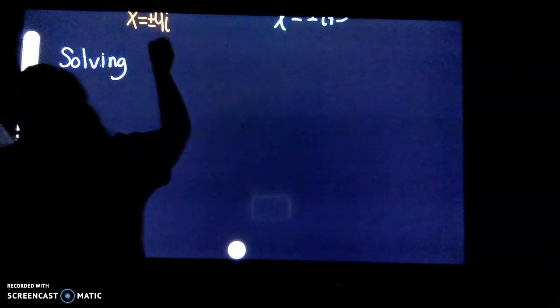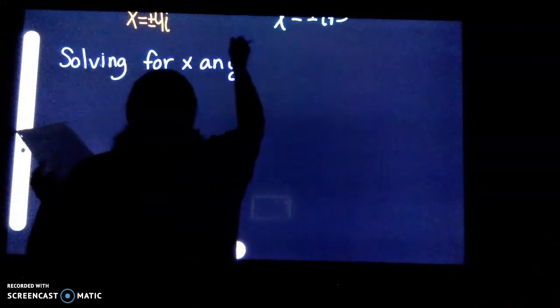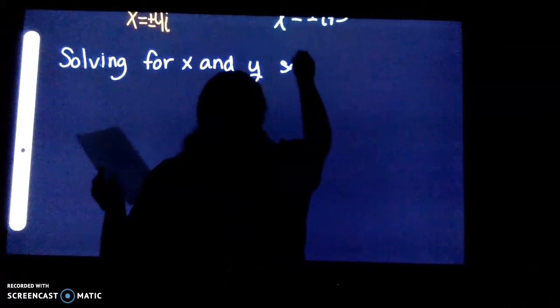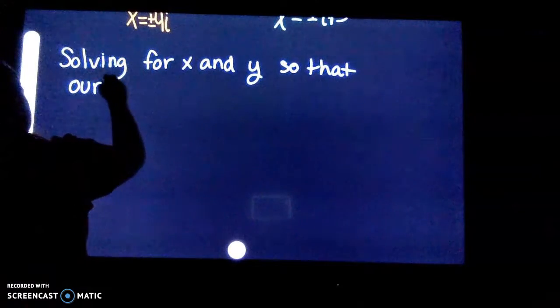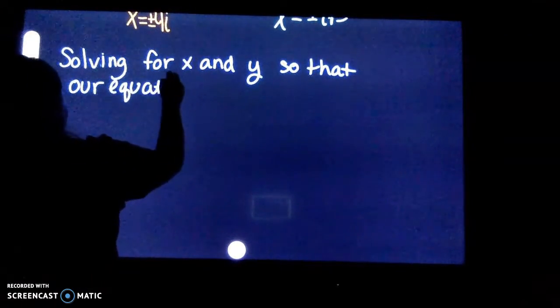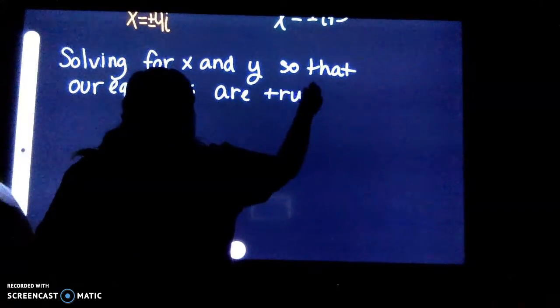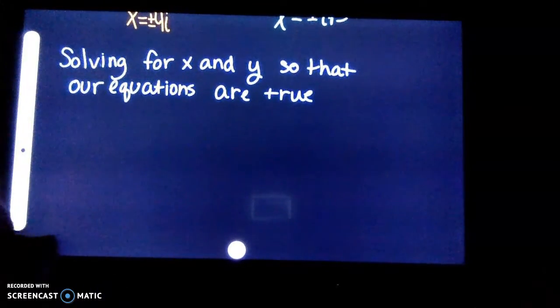So now we're going to talk about solving for values that make my imaginary numbers or complex numbers true. So solving for x and y so that our equations are true. And this is really the last portion of notes we're going to do for complex numbers, which is good because I only have 6 minutes left.